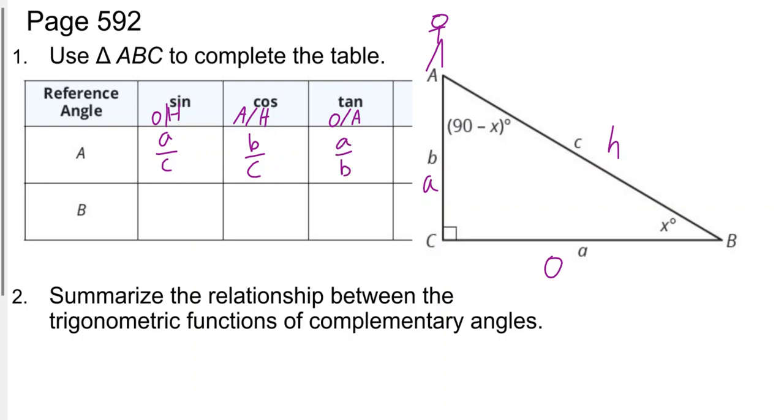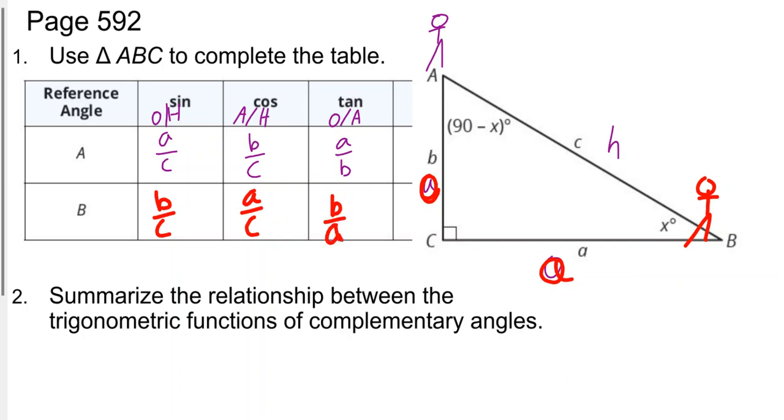And now my reference angle changes. Now I'm here. This is no longer opposite, this is adjacent, and this is opposite, and hypotenuse stays the same. So sine is opposite over hypotenuse, so B over C. Cosine is adjacent over hypotenuse, so A over C, and tangent is opposite over adjacent, so B over A.